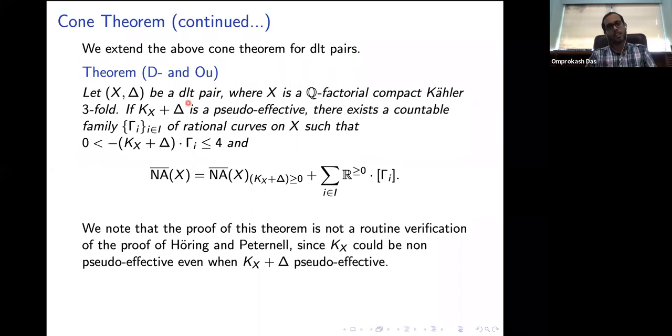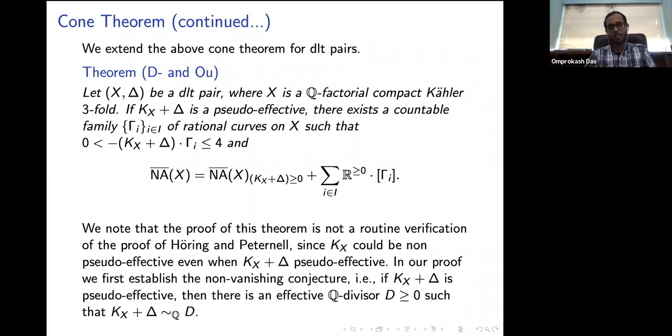And secondly, when they say terminal singularity on a threefold, you have an isolated singularity, and a DLT singularity is a non-isolated singularity. Both of these put a major difficulty in the cone theorem. Okay? So one very technical thing that we have to do on the cone theorem for the log case is that, before proving the cone theorem, we actually have to prove the non-vanishing conjecture.